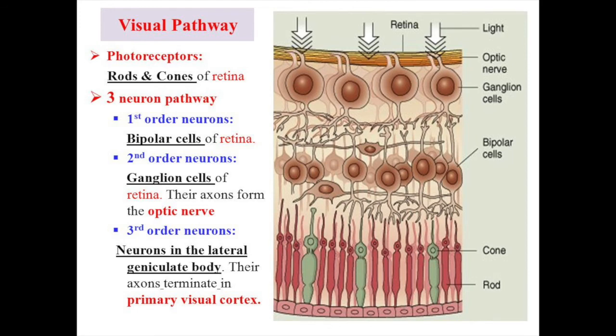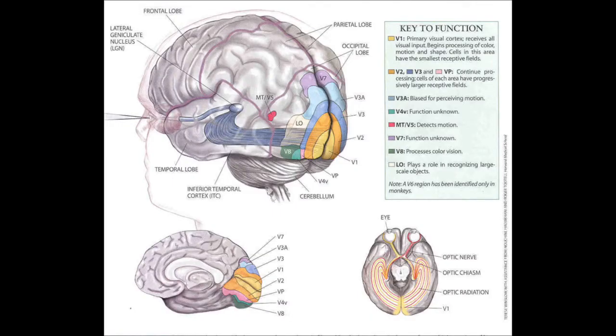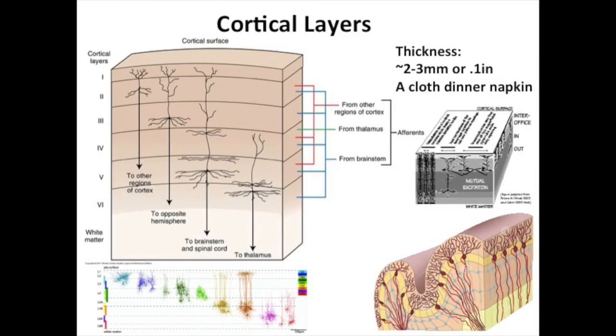The first-order neurons terminate in the second-order neurons, which reach the optic nerve, and the third-order neurons terminate in the primary visual cortex. So information is organized, consolidated, and relayed to the visual cortex. So much like cortical columns process information between, in, and out of layers, so does the retina.